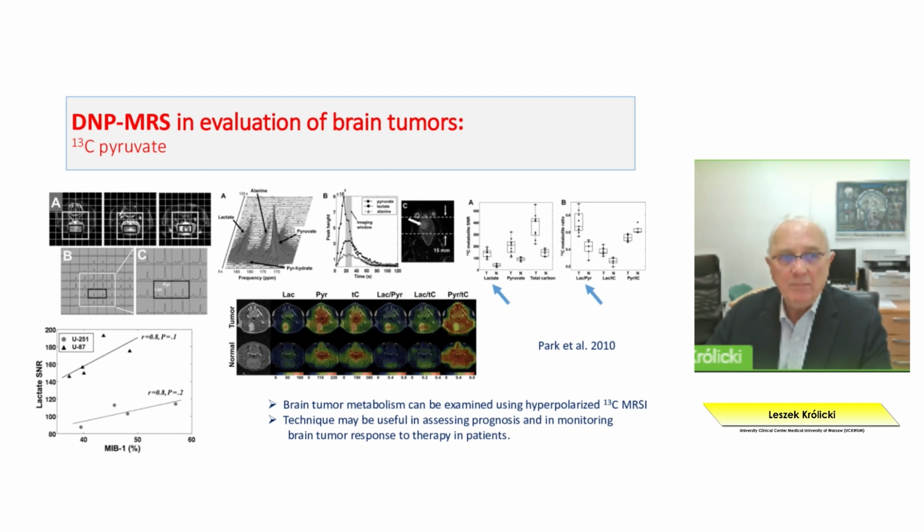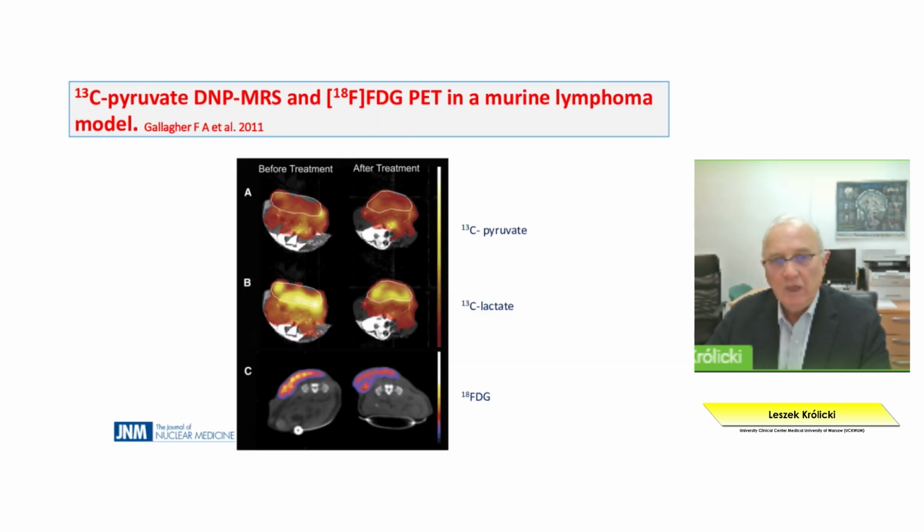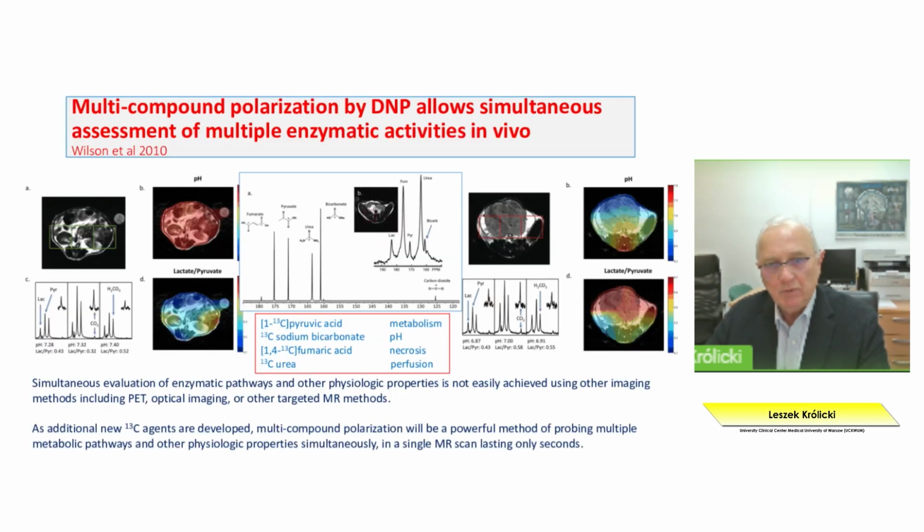This is another example on brain tumors, so you can assess the level of advancement of the disease. Another example of monitoring mammary tumor. So you can see before and after the use of oxyfen, you can see the falling concentration of lactates. So this example shows that this method is comparable to the exam performed by PET.